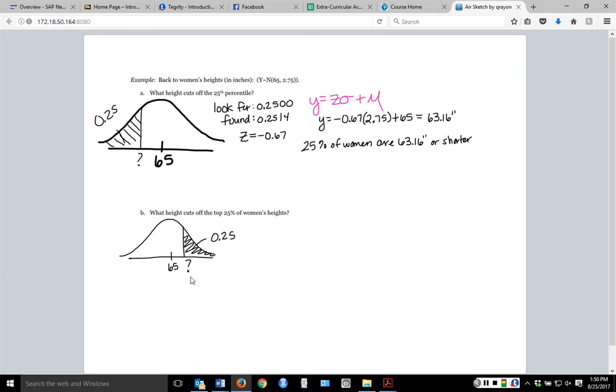Now the next thing I do is I go to my question mark and ask myself how much is to the left of that question mark. Again, why left? Because that's the way our table reads. So if there's 25% to the right, but I want to know what's to the left, I know that 75% is actually to the left. So when I go to the table, I'm actually going to be looking for the 0.75 because that's the number to the left of our question mark. Also from my picture, I know my z should be a positive number.